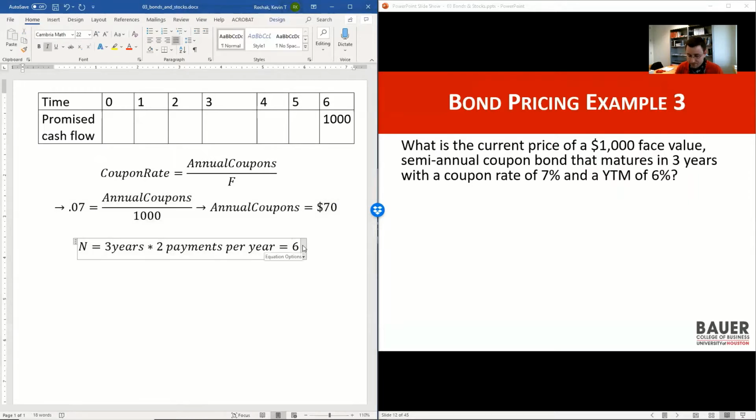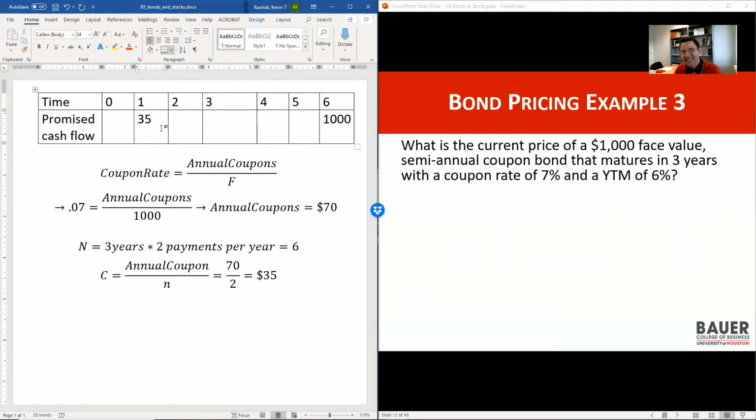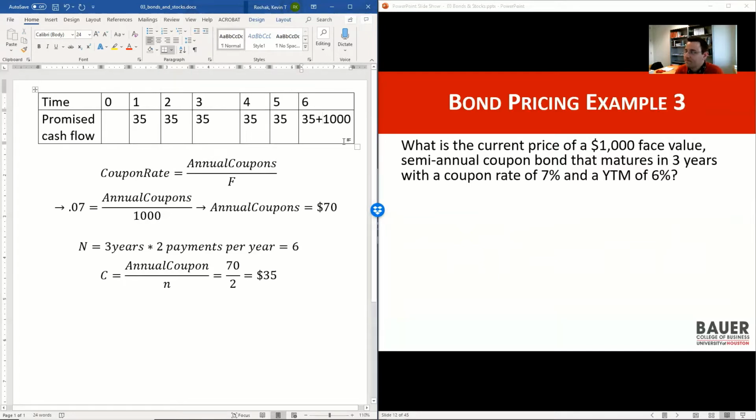So that means that each coupon is going to be the annual coupon divided by the number of payments per year, which in this case was 2. So we have $35 per coupon. At time 1, you're getting 35, that's 6 months out. In a year, you're getting another 35, 18 months, 2 years, 2.5 years. And then at time 6, you're getting the coupon as well, in addition to the face amount.